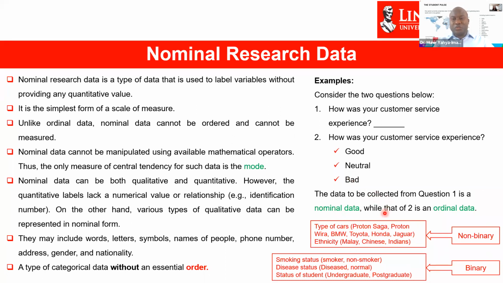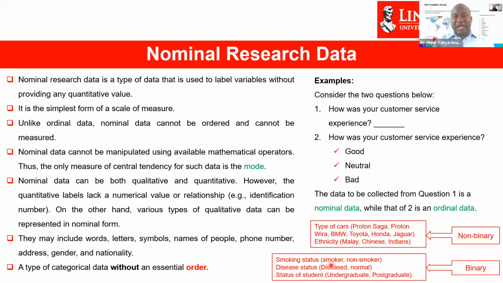Then also, you can have non-binary data. Other examples can be types of cars: Proton Saga, Proton Waja, and so on. Then ethnicity, you can be Malay, Chinese, Indian. Then you can also have binary data, which may be smoking status, smoker or non-smoker, disease status, disease or normal, or status of student, undergraduate or postgraduate. Basically, binary data are known as dichotomous.